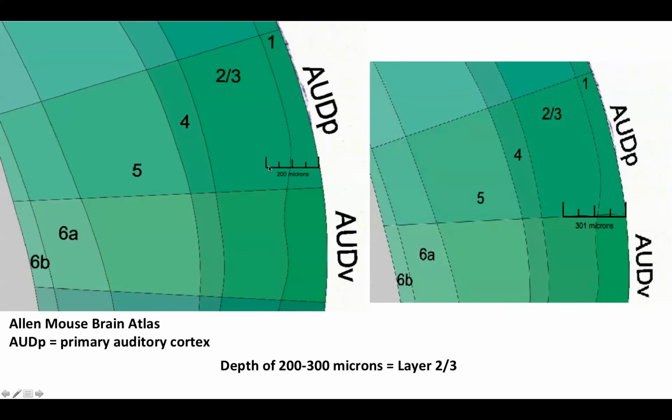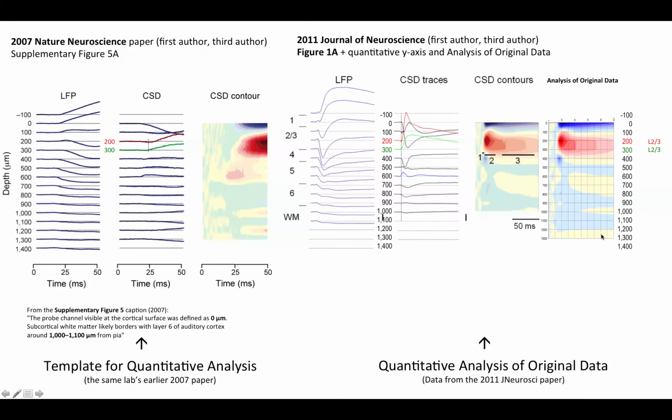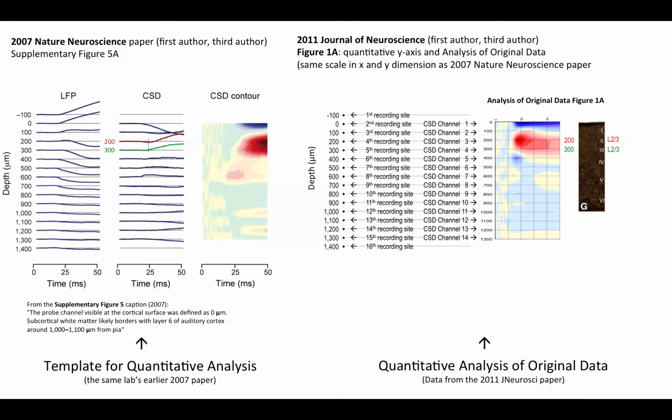Again, just showing you the anatomy from the Allen Mouse Brain Atlas, that a depth of 200 and 300 microns is in layer 2-3. Now, what is shown right here is the same data that I showed you in the previous slide, but everything is matched up in both the x and the y axes.